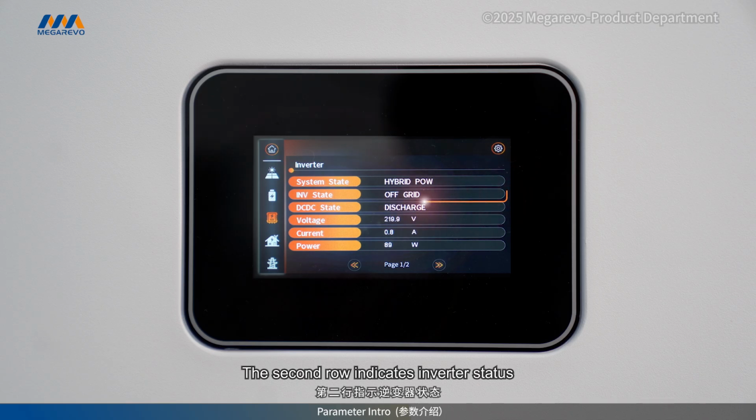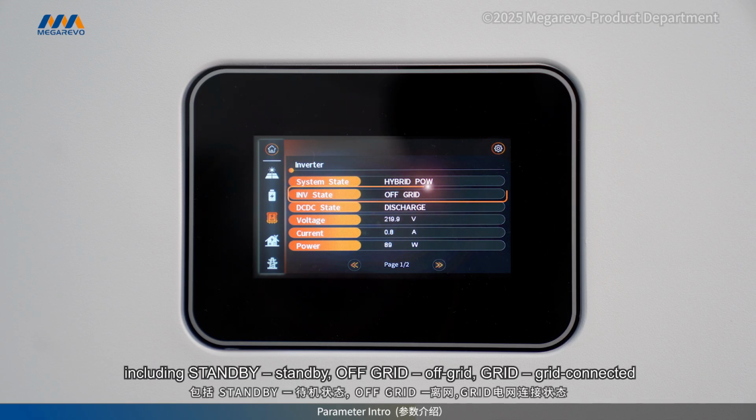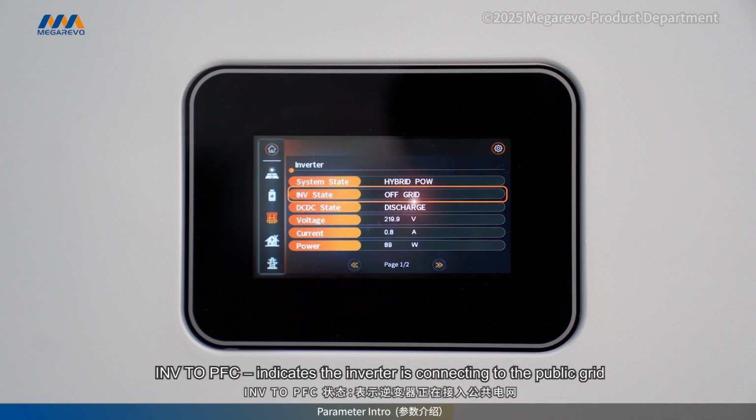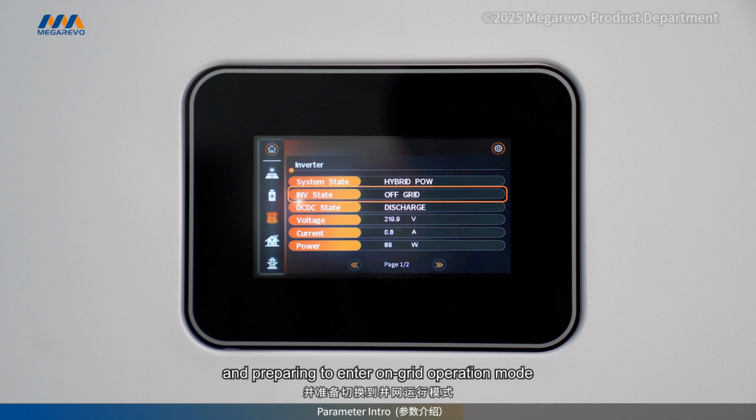The second row indicates inverter status, including standby, off-grid, grid connected. Off-grid PFC indicates the PFC rectification process during inverter startup in off-grid mode. INV2 PFC indicates the inverter is connecting to the public grid and preparing to enter on-grid operation mode.